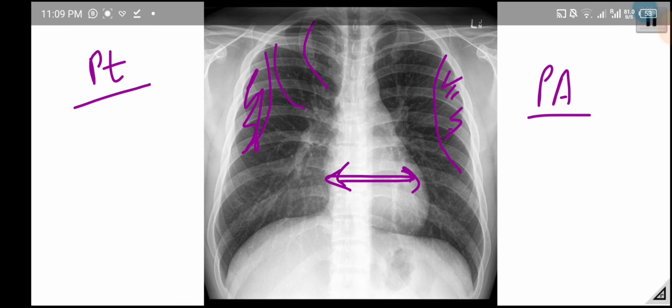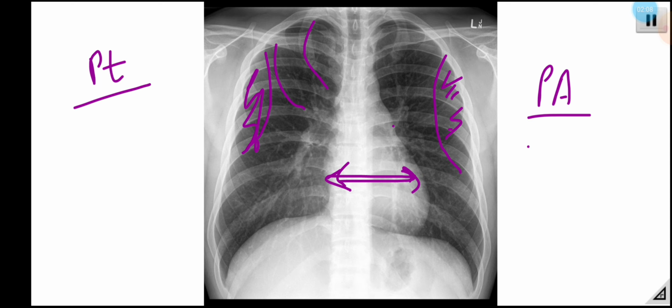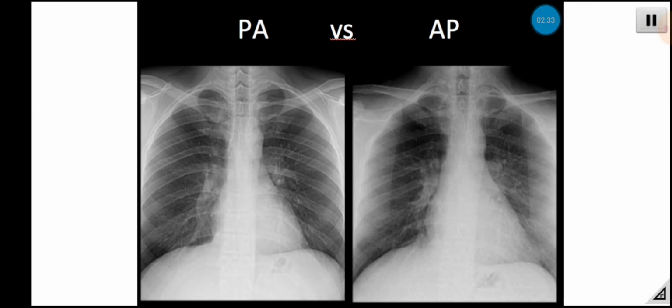And the third thing is that the anterior ribs will be more oblique in a PA view and they will be parallel in an AP view. So this is a PA view: you don't see any scapular margin, the heart size looks normal, and the anterior ribs are more oblique. So these are the three things which you're going to determine, whether it's a PA view or an AP view x-ray. I'm going to summarize it again.